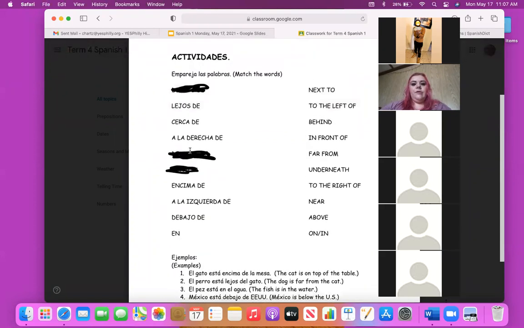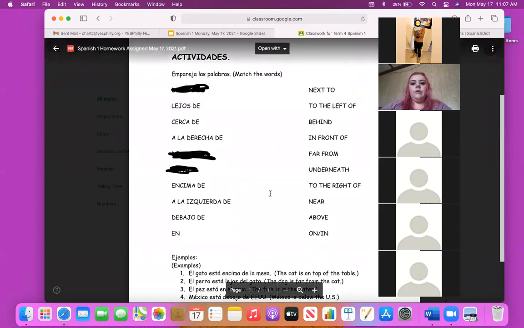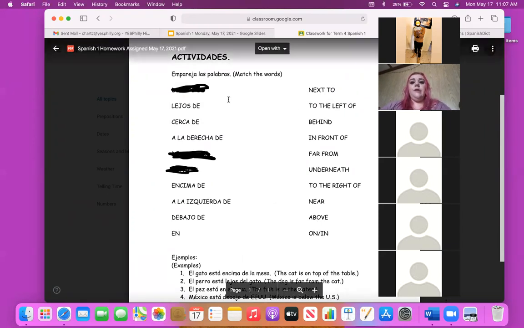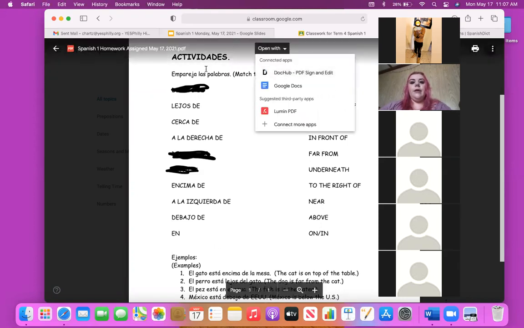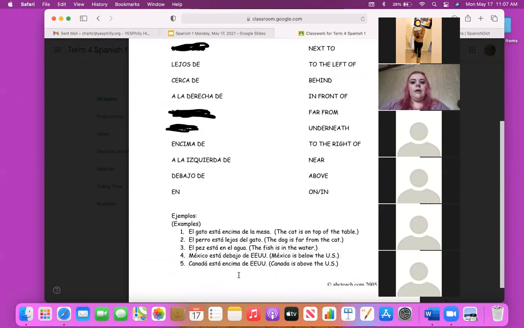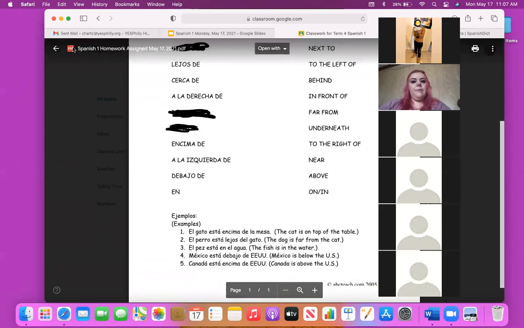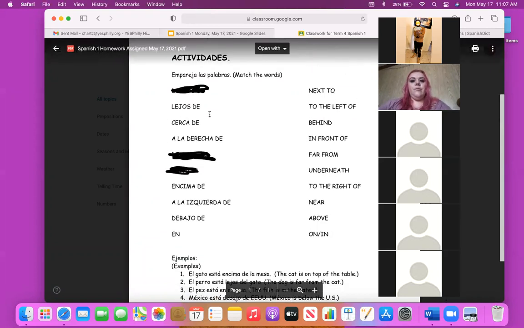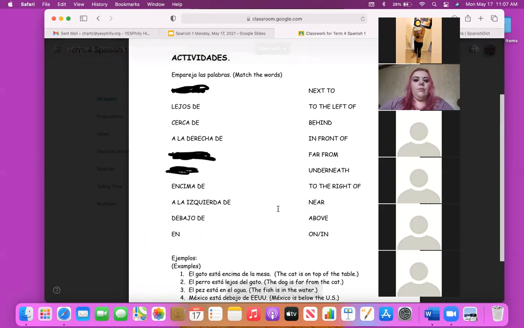So does everyone understand what you're supposed to do for the homework? Does that make sense to everybody? Like I said, when it says open it with DocHub, you can write right on it. Or you could do a Google Doc, or any way you want. It doesn't really matter to me. Don't worry about doing anything with this part. Is everybody okay with that? You're just matching them with their definitions. Pretty simple.